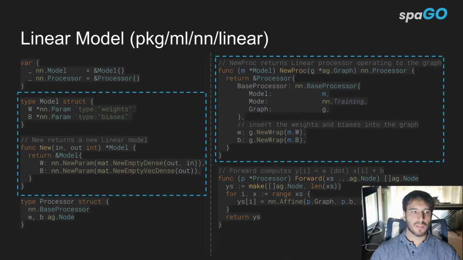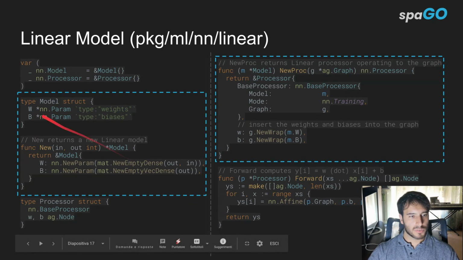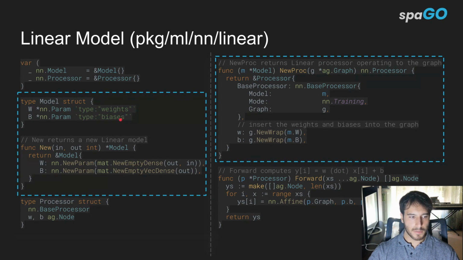This is an example of the most common layer that every machine learning framework must have, which is the linear model, also called the dense model or dense layer. And the linear model contains two parameters, the weights and the biases. So we instantiate with this new constructor a new empty model. And as I said, the role of the model, other than containing the parameters, is to instantiate a new processor.